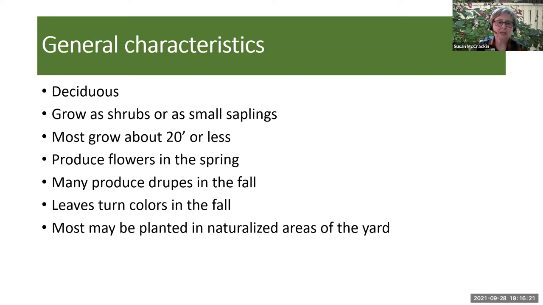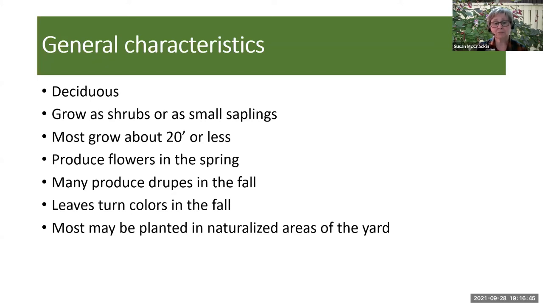annually. These plants are mostly shrubs, but can grow as small saplings, generally not growing more than 20 feet high, although there are a few exceptions. They produce flowers in the spring, and many produce drupes or fruits that contain seeds. I think we often call them berries. And these mature in the fall and give a color from reds to dark purples.